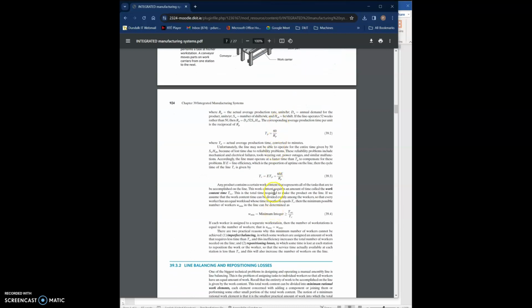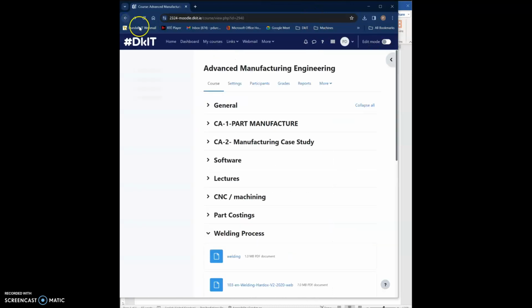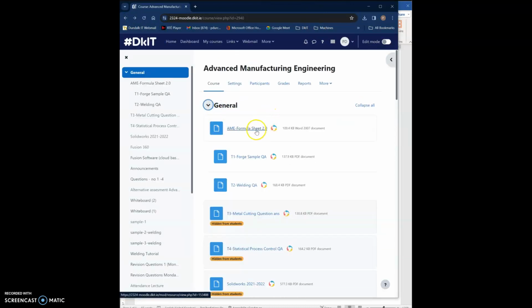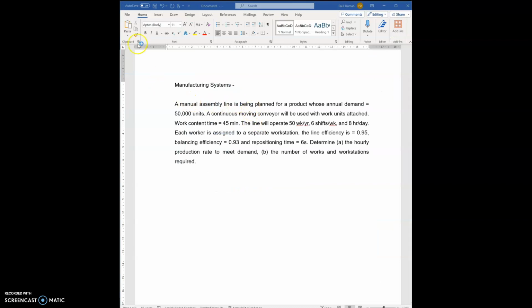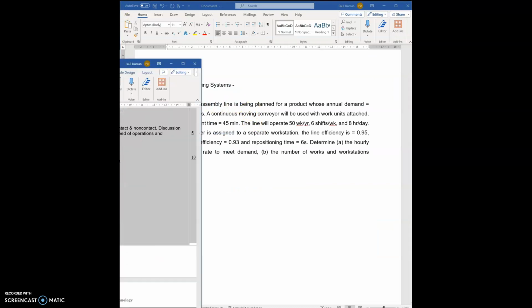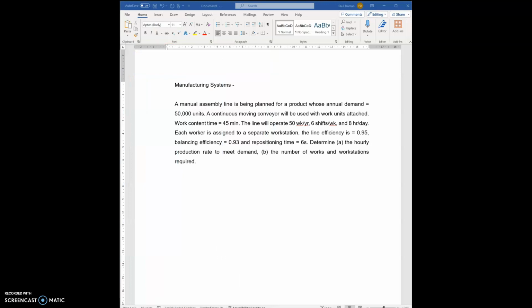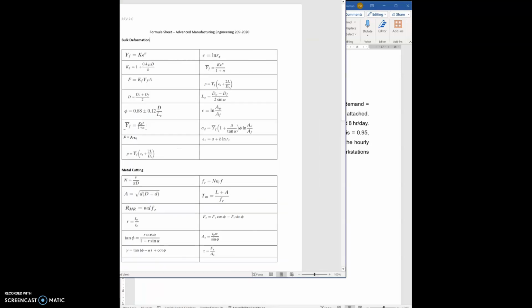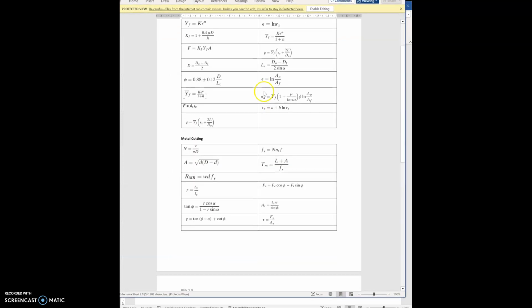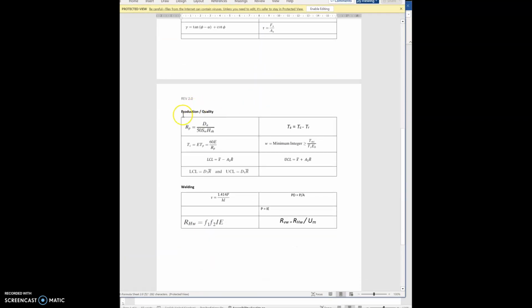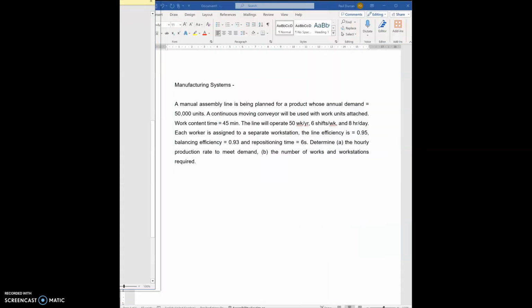So we'll go through these formulas real quick, and these formulas are supplied on the formula sheet. If we just jump up to general here at the top, this is our formula sheet. This is this year's formula sheet. It's the same that's on the exam paper. And this production and quality section has the examples that we're looking for here: minimum integral, production rate, workers, etc. So you can have a look at that on the formula sheet.